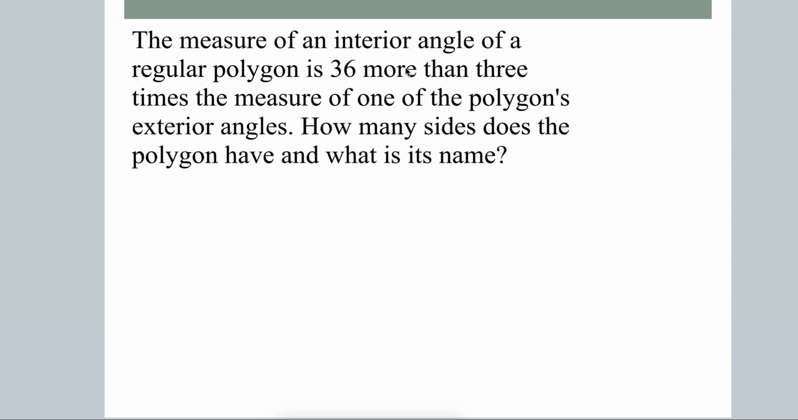So it seems like a lot to begin with, but let's think about measure of an interior angle. So let's call that x. Then we're just going to read the paragraph and build our math sentence from left to right. So the measure of an interior angle x of a regular polygon is, so x is 36 more than, so 36 plus 3 times the measure of one of the polygon's exterior angles.